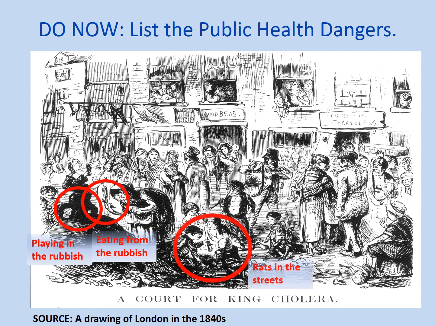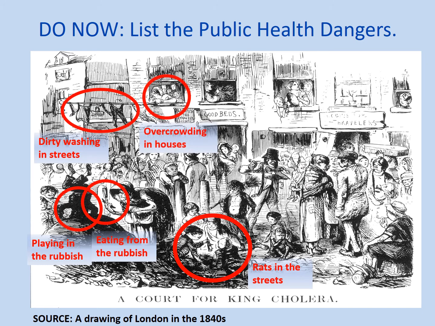Children are shown playing with rats in the streets. Here some children are playing with a dead rat. We can see that there is dirty washing in the streets as well. And there's overcrowding in the houses. You might be able to just make out on the sign there it says lodgings for travellers.